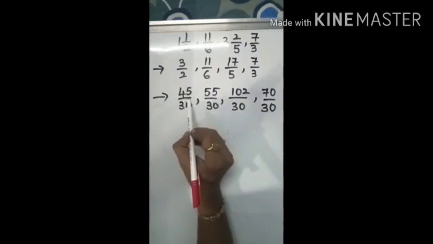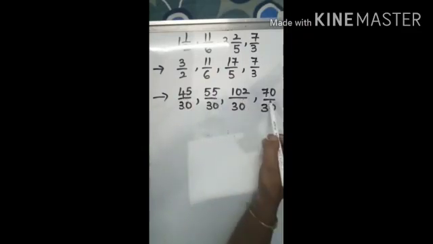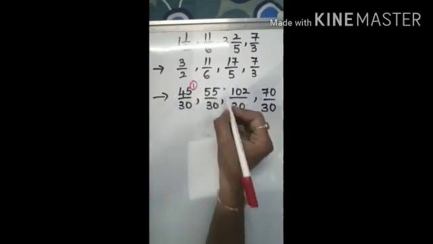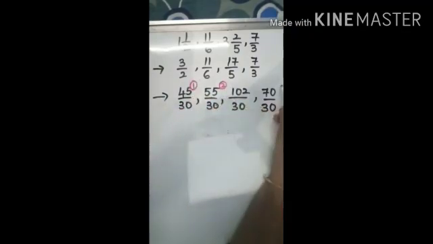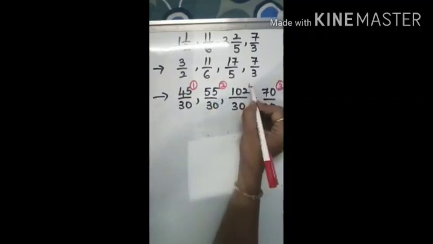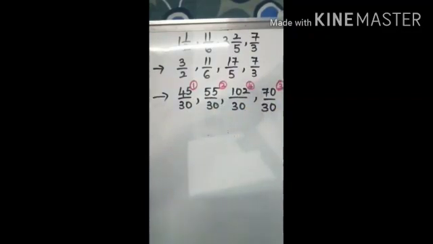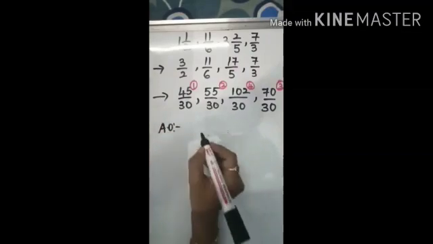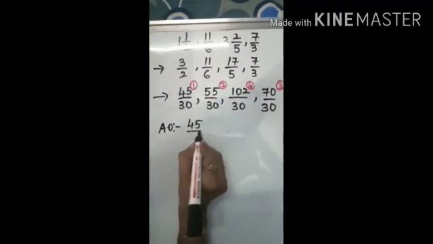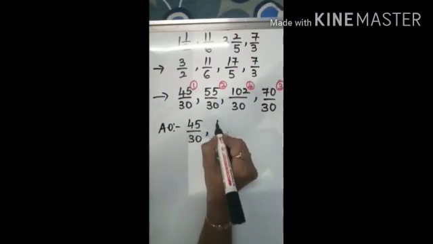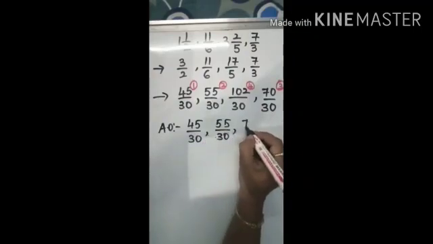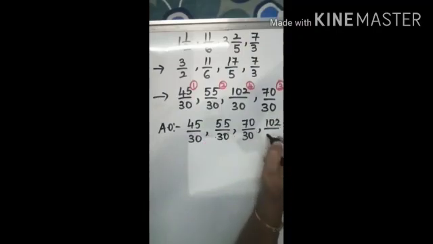The numerators are 45, 55, 102 and 70. So what is the smallest? 45 by 30 is the smallest. Next is 55 by 30. The next is 70 by 30 and the last is 102 by 30. Now, ascending order is small to big. The smallest is 45 by 30, the next is 55 by 30, the next is 70 by 30, and the last one is 102 by 30.